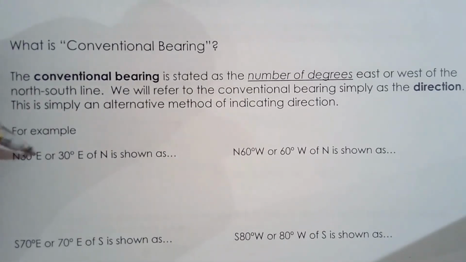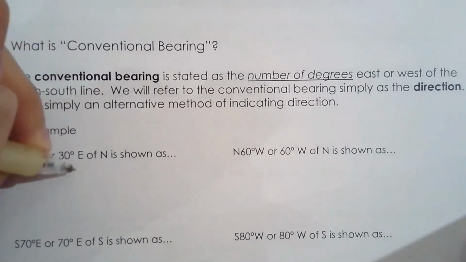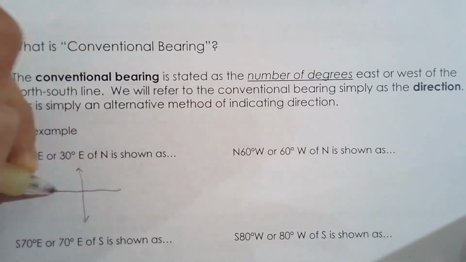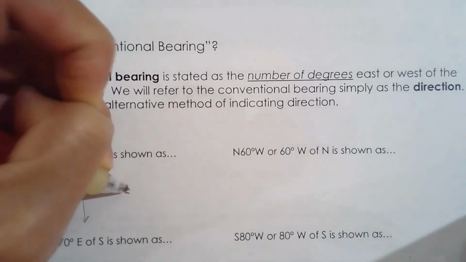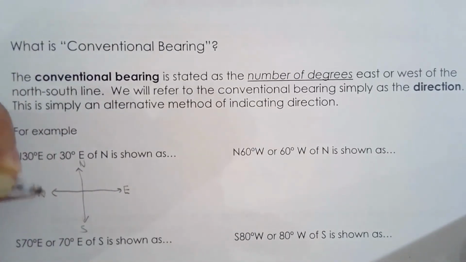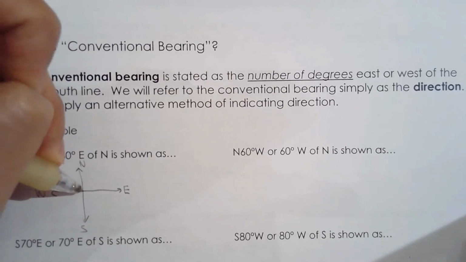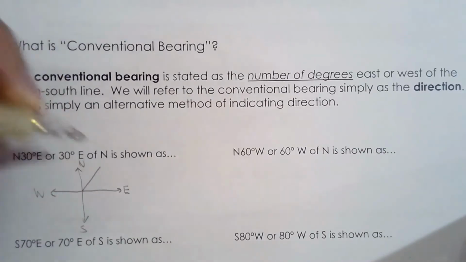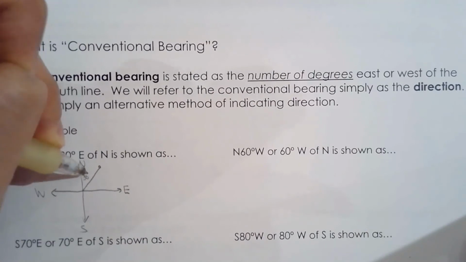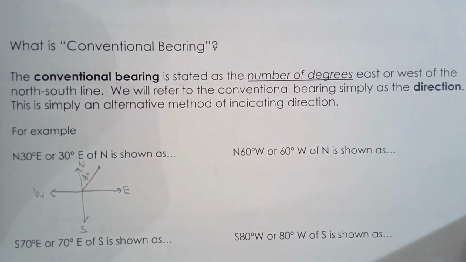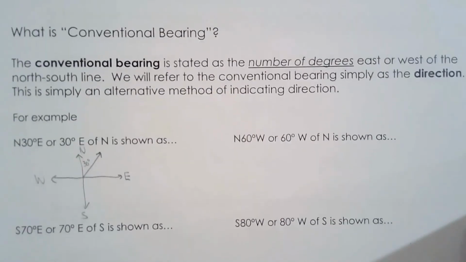So 30 degrees east of north, I've shown you two different ways of writing it. Take it slow, really just read what they're saying to you. 30 degrees east of north. So don't go north, go 30 degrees east of north. So right about here. No, let's just draw an arrow, right? Yep. Okay, 30 degrees east of north.